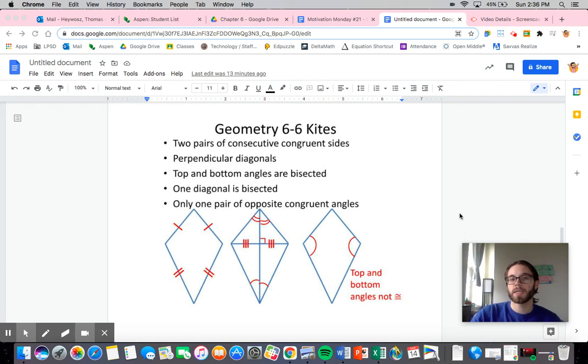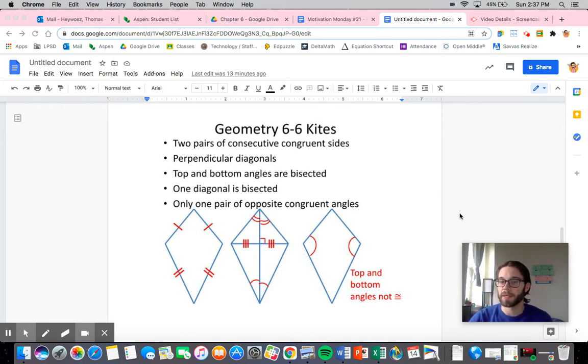Hi everyone, just wanted to take a minute to talk a little bit about kites. So kites are our final type of quadrilateral that we are going to be talking about, and they are kind of the furthest away from the other ones. And the reason they're the furthest away from the other ones is that we will have no parallel sides now. So parallelograms, remember we had two sets of parallel sides. In trapezoids, we had one set of parallel sides, and now in kites we will have none.